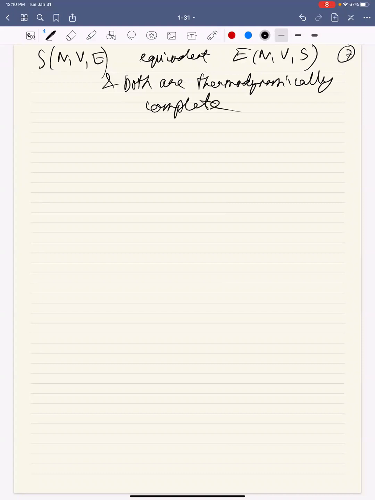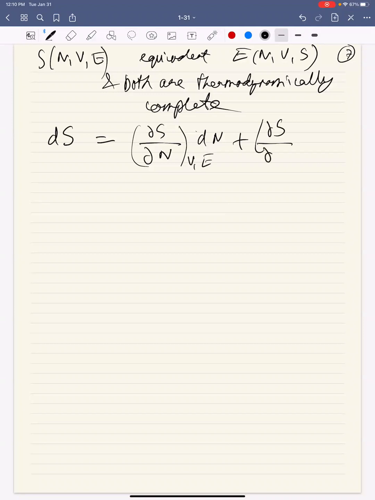Anytime we have a state function, we can write down things like dS. It's a state function. It depends only on the state, so we don't have to worry with the delta. It's just dS is going to be partial S by partial N at constant VE multiplied by dN, plus partial S by partial V at constant NE multiplied by dV, plus partial S by partial E at constant NV multiplied by dE, right?